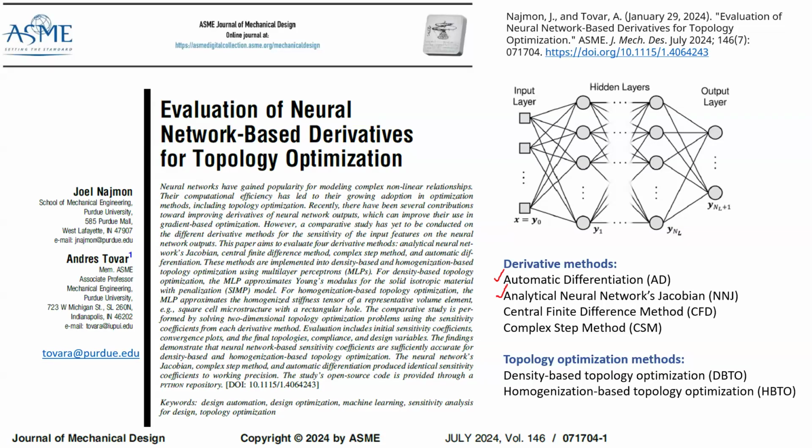analytical, so the analytical neural network Jacobian, which is just the application of the chain rule on the activation functions of the nodes, and 2 numerical methods, central finite difference methods and complex methods that are applied directly on the output of the network.